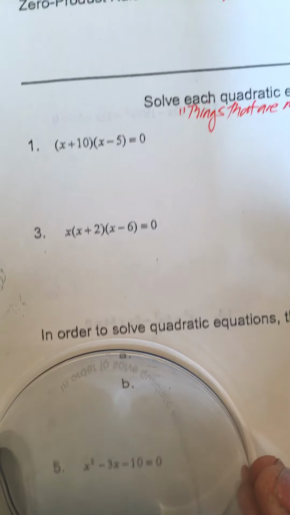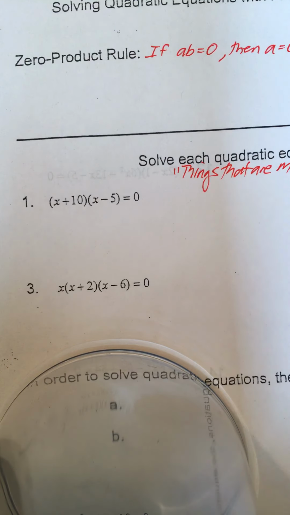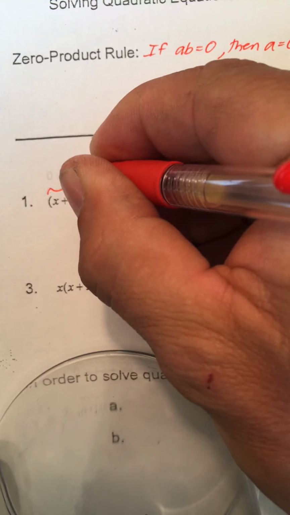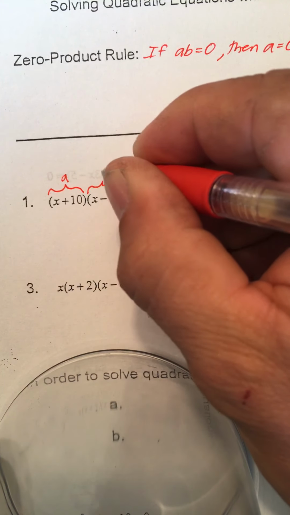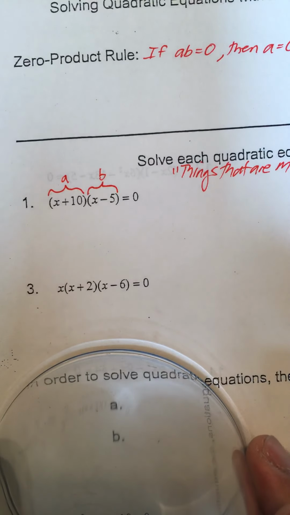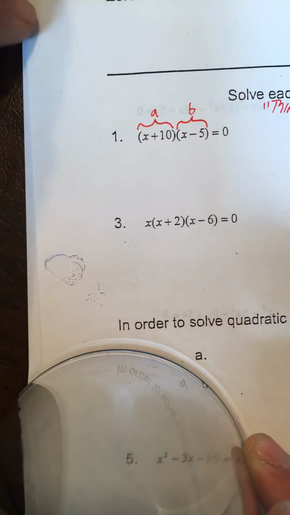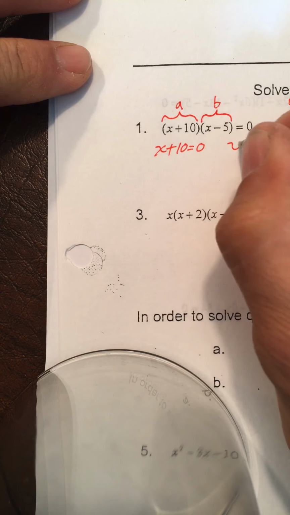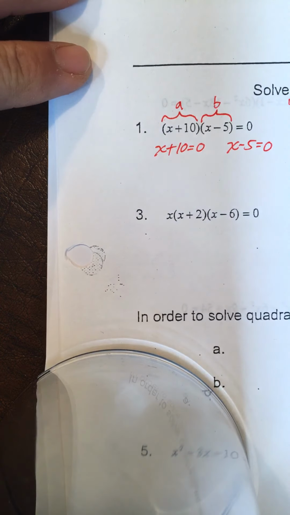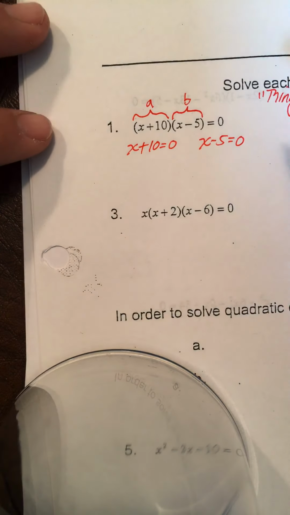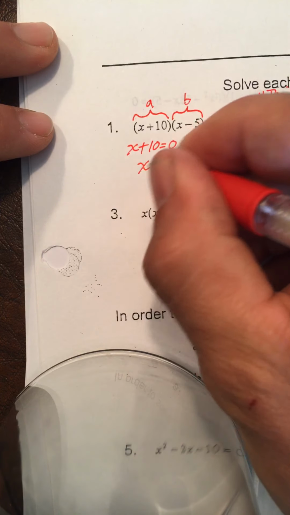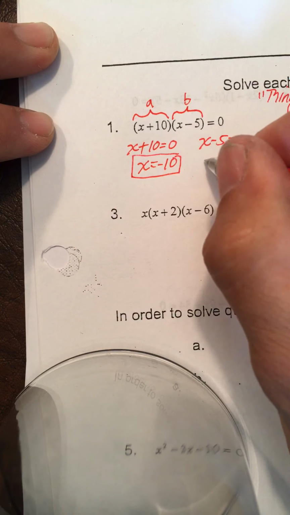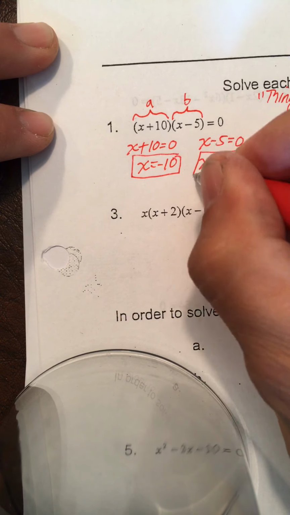We can use this property up here. We're going to think of this entire binomial as A, and this second binomial as B. What the property says is that if these two binomials equal 0, then x plus 10 could equal 0, or x minus 5 could equal 0. And that's really easy now. We can figure out what x could be in order for that to be true. x could be negative 10, which we get by subtracting 10 from both sides, or x could be 5.